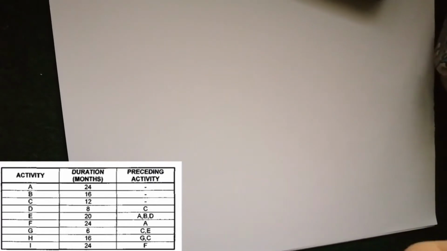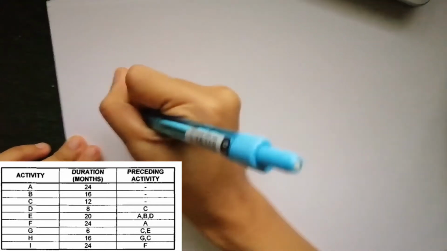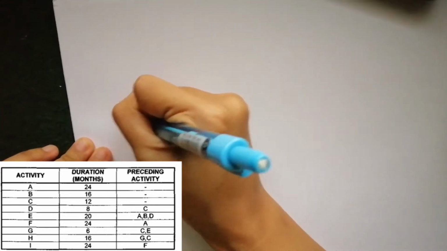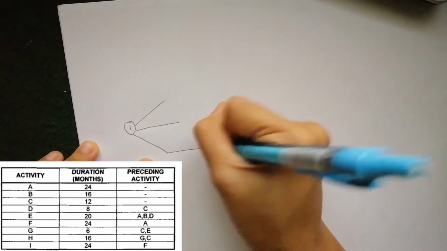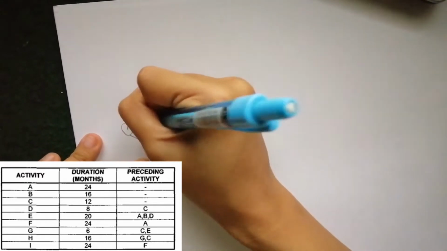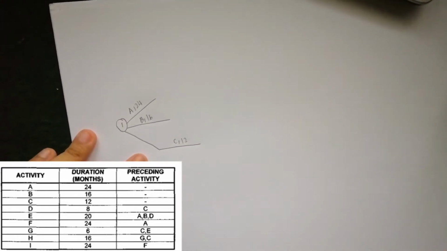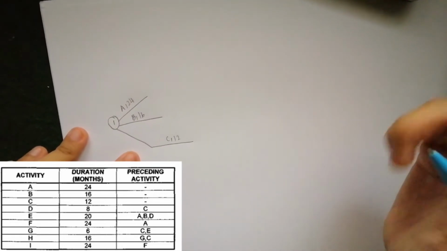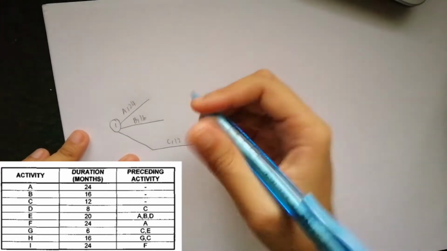By looking at the table, A, B, and C have no preceding activity. So we have to do it like this. A, 24 months, B, 16 months, and C, 12 months. Okay, next. For D activity, there is a preceding activity which comes from C.